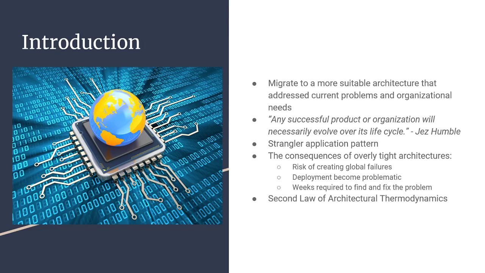One of the biggest consequences of these overly tight architectures is that because it's tightly coupled, the code is very strict and very limited in modifications. This could be a huge risk in creating global failures, which means that any developer trying to change it will most likely ruin it, and they would have a fear of not even attempting to change it themselves.